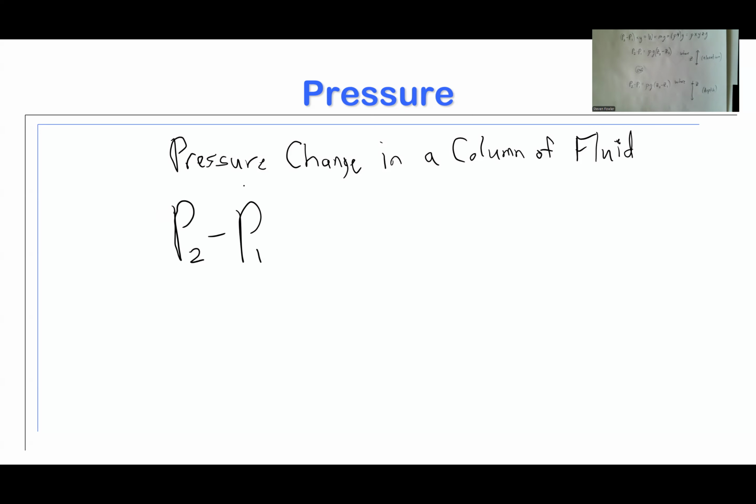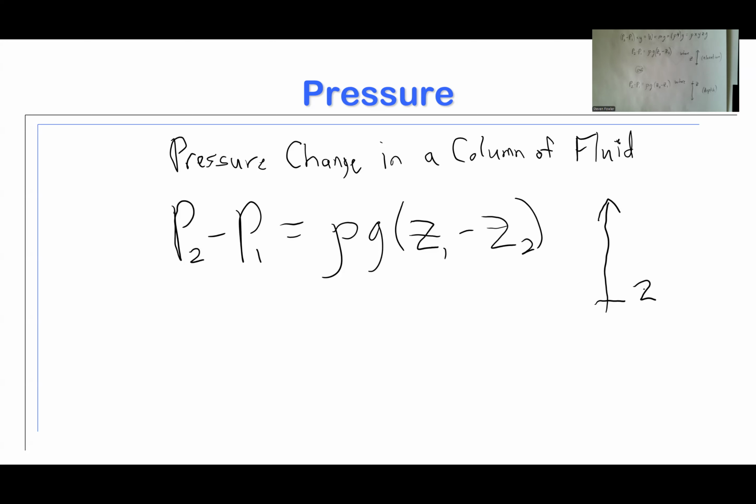P2 minus P1 is equal to the density of the fluid times gravity times Z1 minus Z2, where here we're referring to Z as elevation. That means Z is going to increase in the up direction. So basically what you have here is that this essentially represents the weight of the fluid. So as you move down in the column of fluid, you have more weight of the fluid piling on top of you, meaning you have more pressure on top of you.